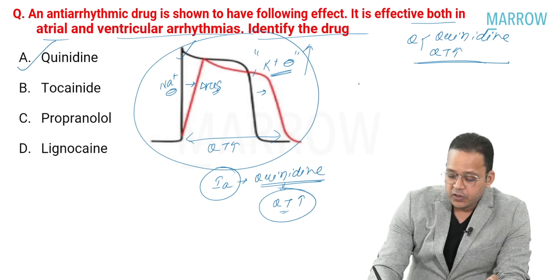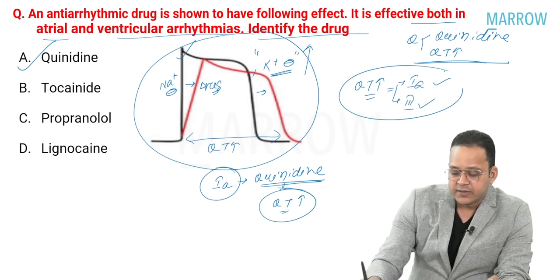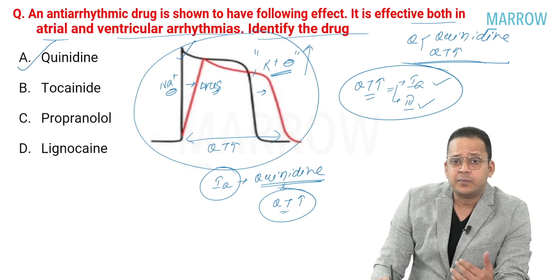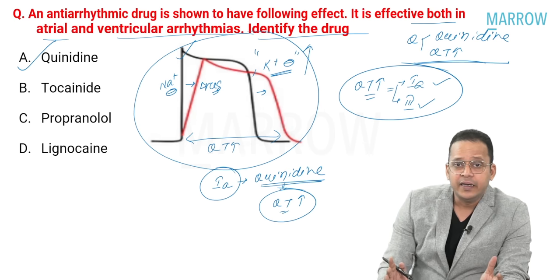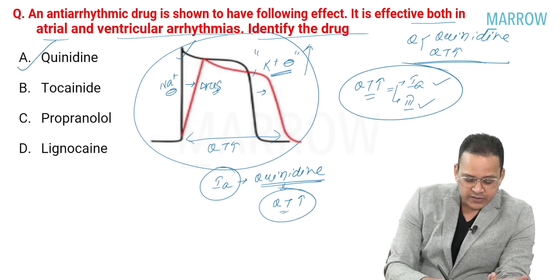So QT prolongation or delay in repolarization is caused by two classes, class 1A and class 3. These are commonly asked, and they will be asking you this frequently. So class 1A and class 3. If you cannot remember every drug in class 1A, at least remember one drug, quinidine. Q for quinidine, Q for QT prolongation. Right, so A is the right answer here, guys.